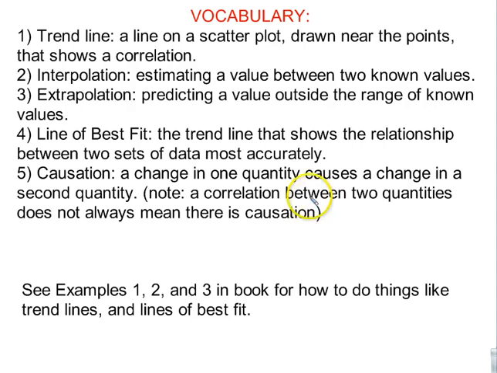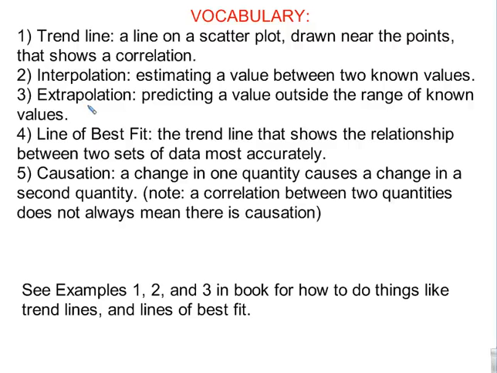So the next slide is some vocab. Trend line: a line on a scatter plot drawn near the points that shows a correlation. Interpolation is estimating a value between 2 known values. Extrapolation is predicting a value outside the range of known values. The line of best fit is the trend line that shows the relationship between 2 sets of data most accurately.